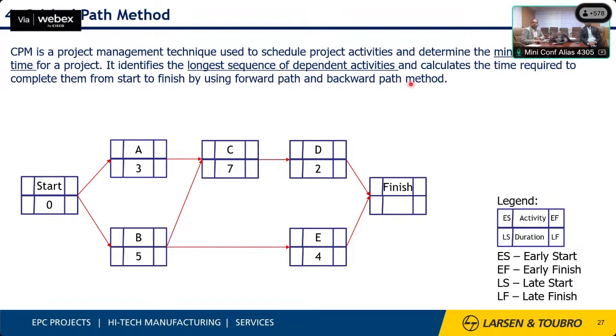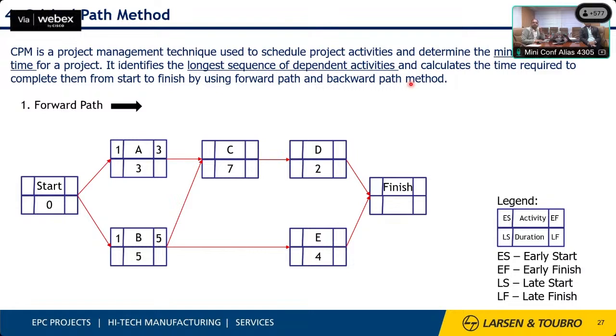The activities are A, B, C, D, E, and below them you can find 3, 5, 7, 2, 4, which are the durations of the activities. The calculation uses two methods, the forward path and the backward path. The forward path starts from the start date of the program, where we calculate the early start and early finish of the activities. Activity A starts on the 1st of the month and finishes on the 3rd, and activity B starts on the 1st and finishes on the 5th.